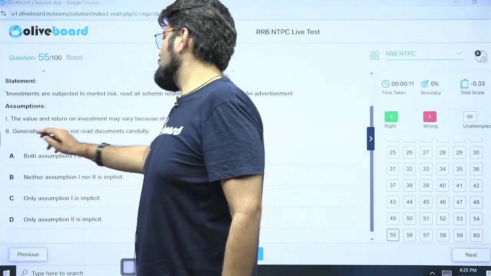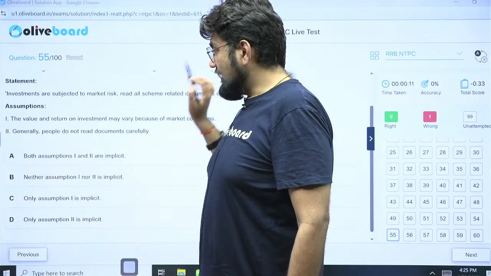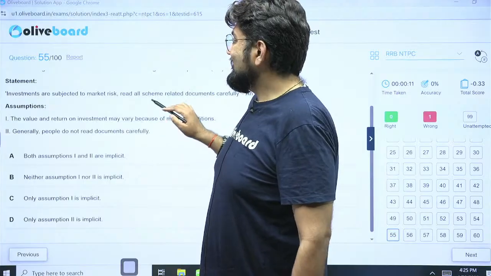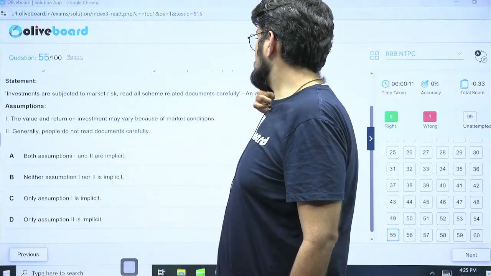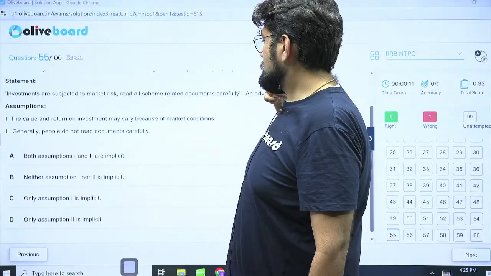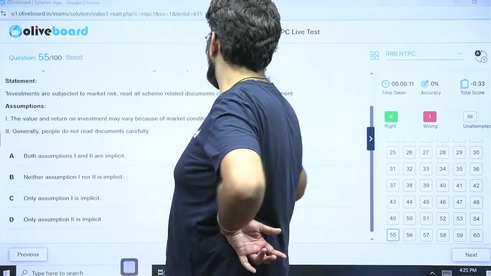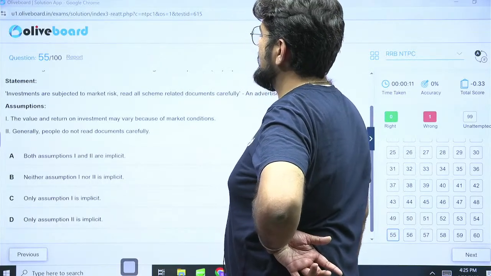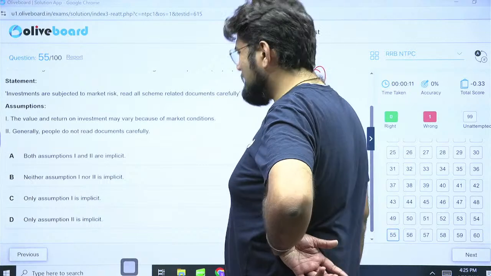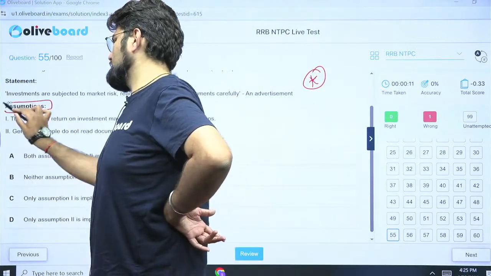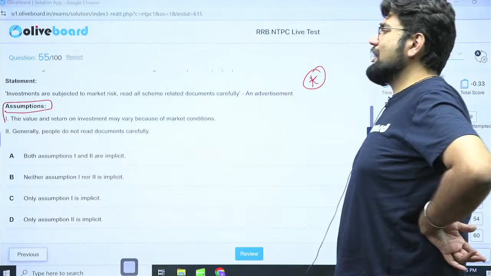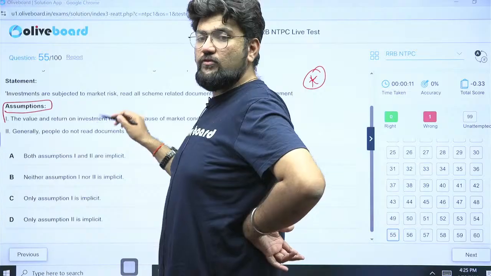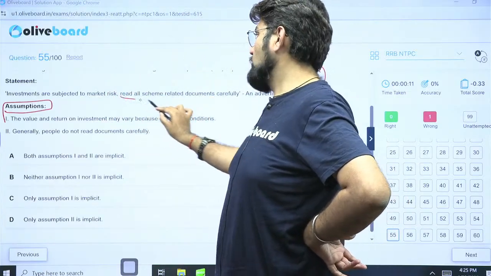And the second thing it says is, generally people do not read documents carefully. That I am thinking this. I think there will be an issue here in this answer. Generally they do not read documents carefully. That is why I am saying that read all the documents carefully. Maybe from an assumption point of view, maybe I can say this is right, because while writing, I am assuming that these people will not read it carefully. That is why I have to mention it clearly here that please read all the scheme related documents carefully.